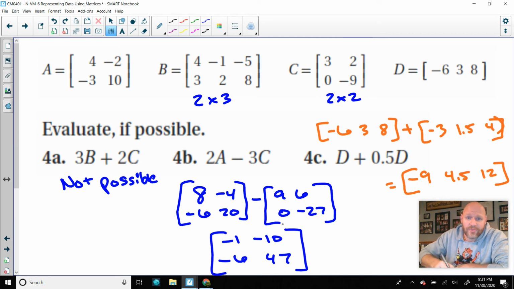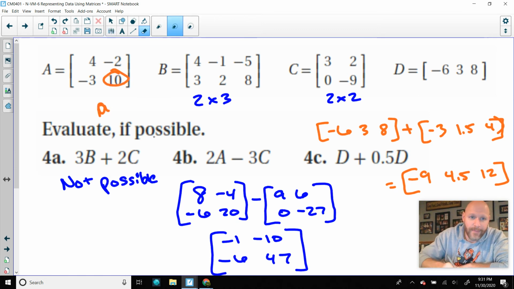So we added and subtracted. We did some scalars. We also talked about dimensions. What are the dimensions of matrices? We also talked about addresses and elements. So the address of this number right here would be lowercase a. Let me do that right. So lowercase a, row 2, column 2 would be the number 10.